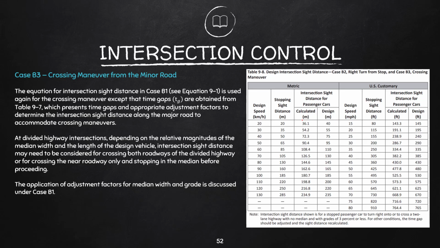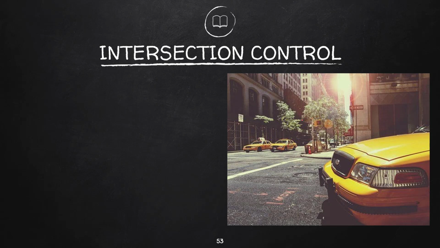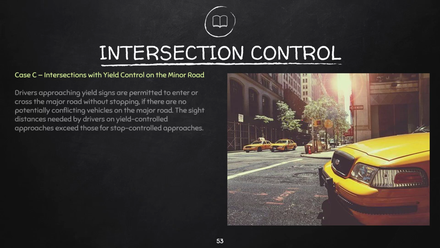The application of adjustment factors for median width and grade is discussed under case B1. Table 9-8 shows the design values for passenger cars for the crossing maneuver based on the unadjusted time gaps in 9-7. Because we are using the same values for the time gaps, of course we will have the same values for case B2 and B3 for the ISD. Case C, intersections with yield control on the minor road. So if there is a yield sign in the minor road, this will be used.